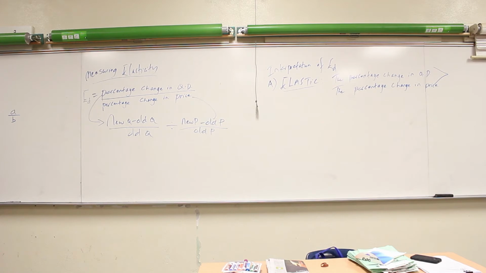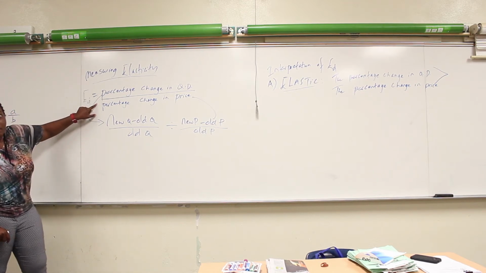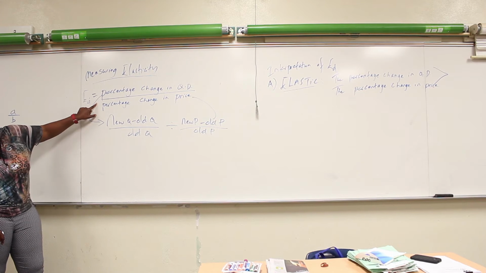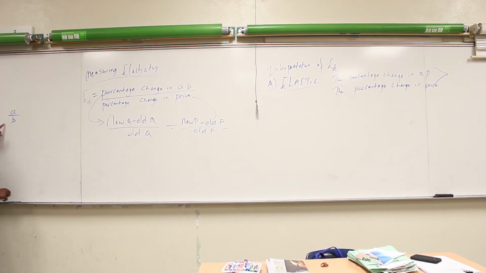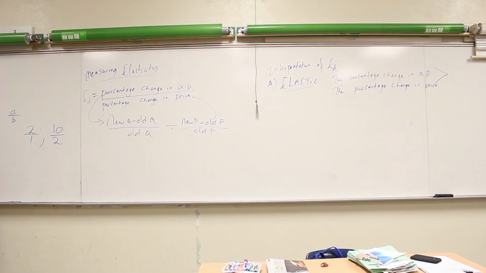Now let's think about this for a minute. When demand is elastic, a tiny change in price produces a big change in the quantity demanded. When demand is elastic, the top of this fraction is always bigger than the bottom. You want to visualize it? Demand is elastic, the top is always bigger than the bottom.